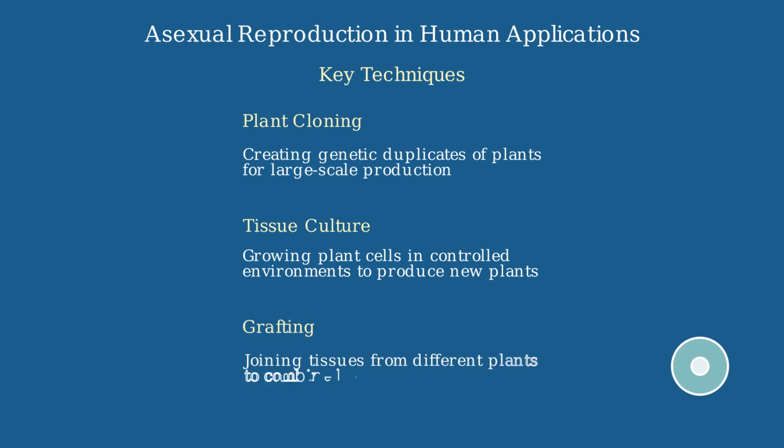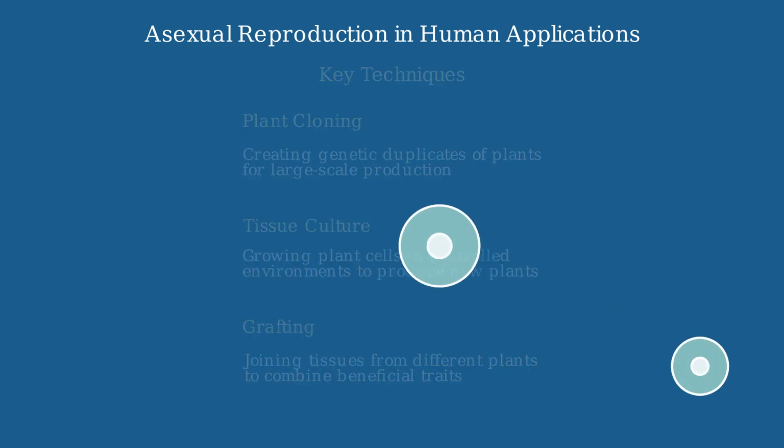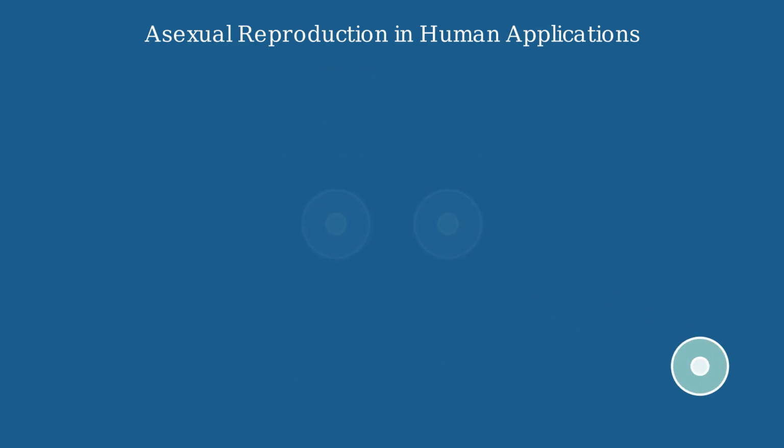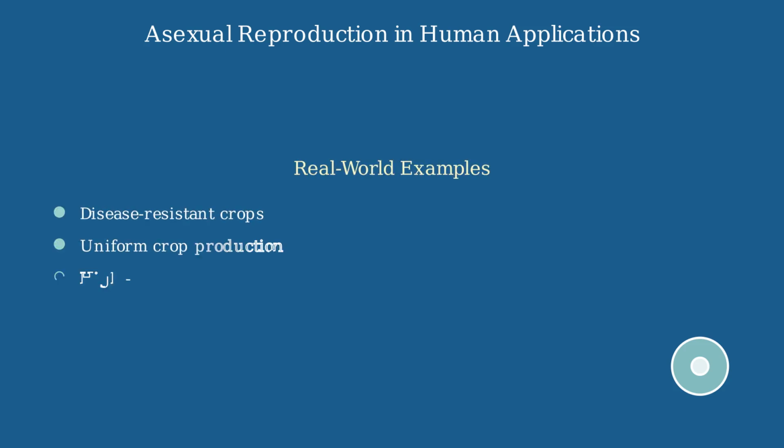Grafting combines tissues from different plants. For example, disease-resistant rootstock can be joined with stems that produce high-quality fruits, creating plants with multiple beneficial traits. These techniques have numerous real-world applications that benefit society in multiple ways. In agriculture, asexual reproduction techniques produce disease-resistant crops, ensure uniform harvests, and develop varieties with higher yields. These improvements are crucial for global food security.